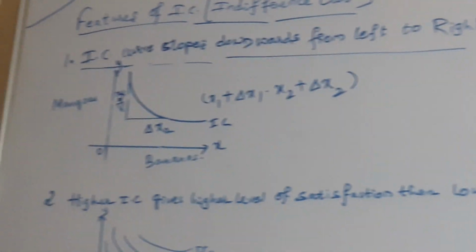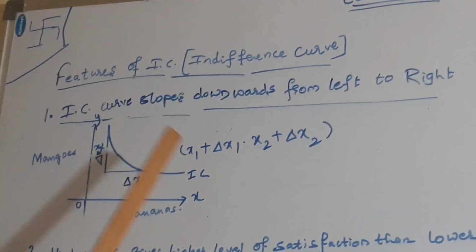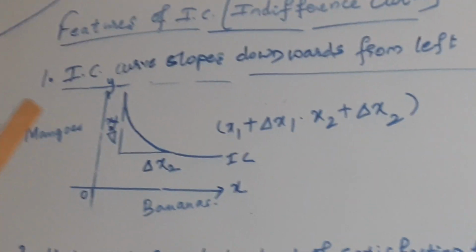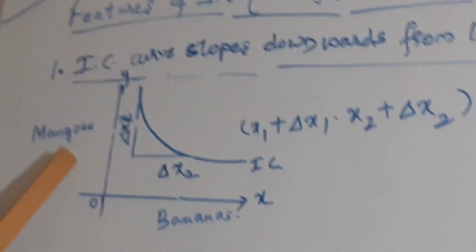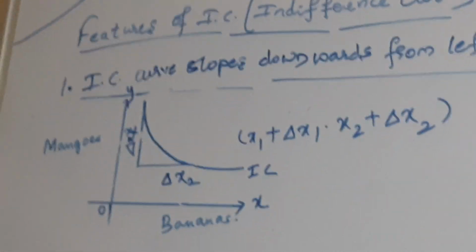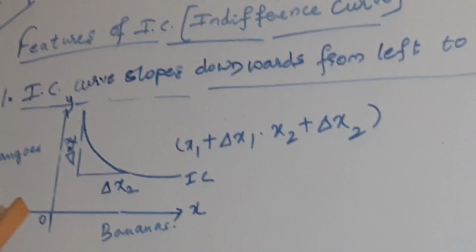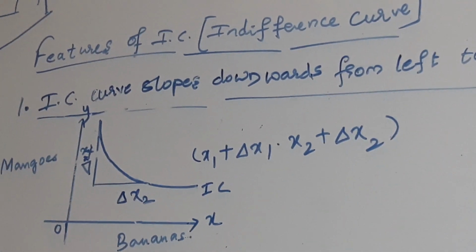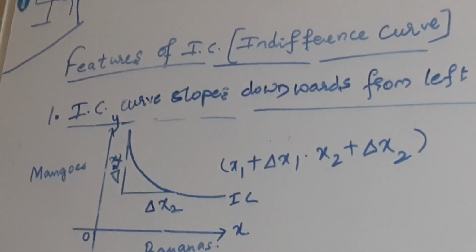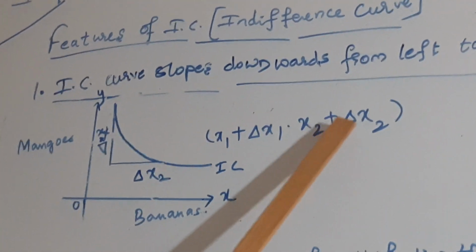The first feature of the indifference curve is that the IC curve slopes downwards from left to right. In the diagram, please focus on the diagram. We have taken mangoes on the y-axis, and bananas on the x-axis. Mangoes have been taken as delta x1, whereas bananas have been taken as delta x2. The symbol delta represents a change. So, a change in mangoes will result in a change in the quantities of the bananas. Here, x1 plus delta x1 and x2 plus delta x2.